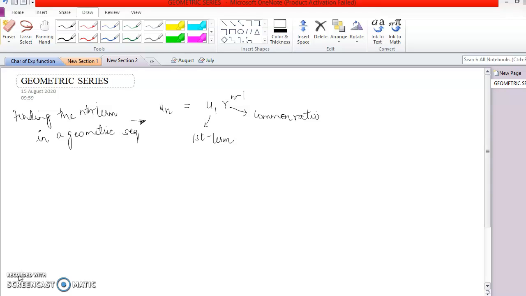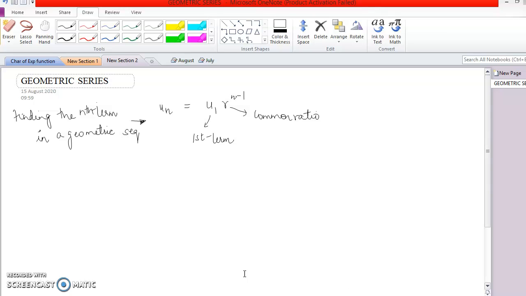common ratio. Now, as you have a formula to calculate the sum of an arithmetic series, similarly, you do have a formula to calculate the sum of a geometric sequence, or a geometric series in that case. So how do we go about it, and how does this formula come about? Let's go ahead and have a look at that.